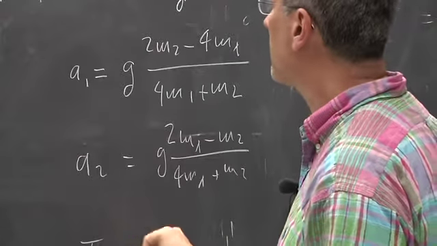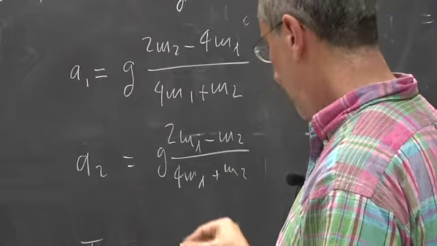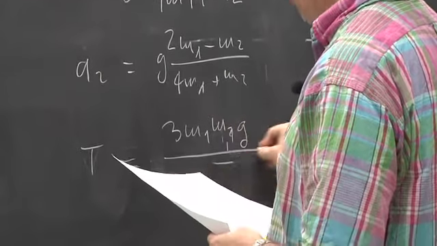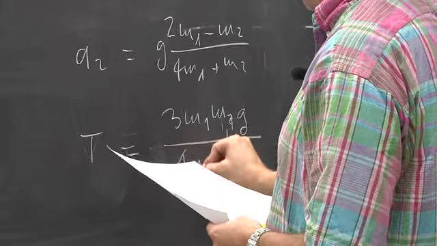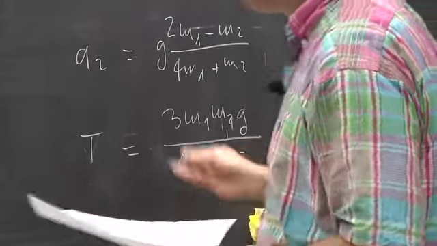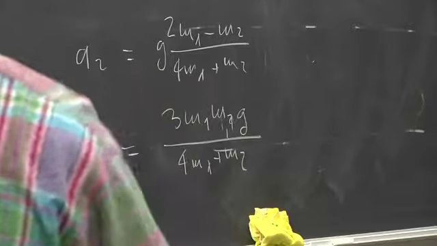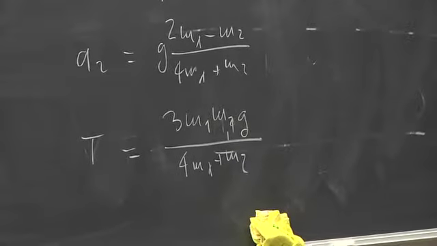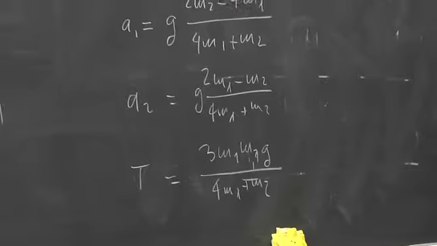And T is 3 times the product of the masses times G. Okay, not very exciting, I agree, but it's a fine example of how you can use Newton's law, again, to find your solution.